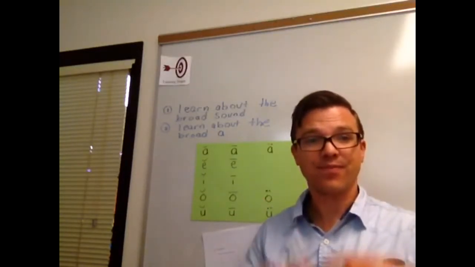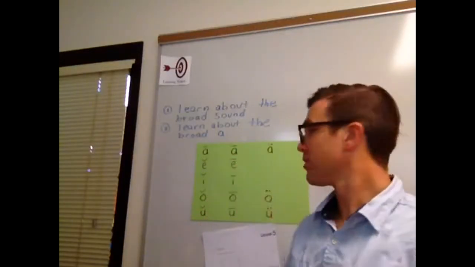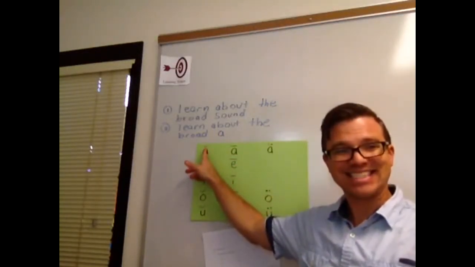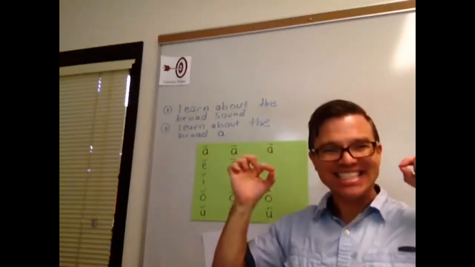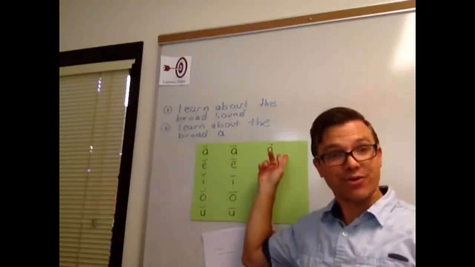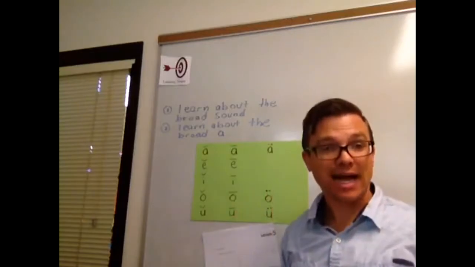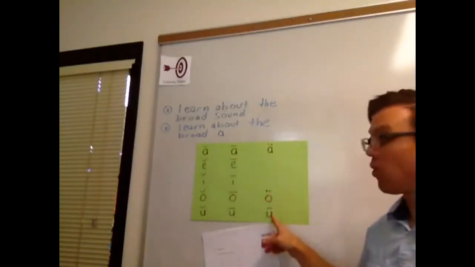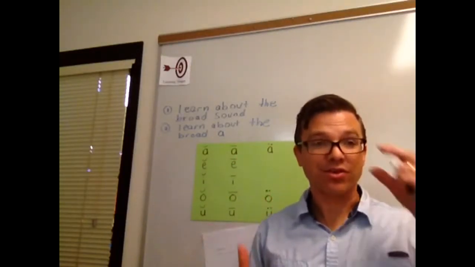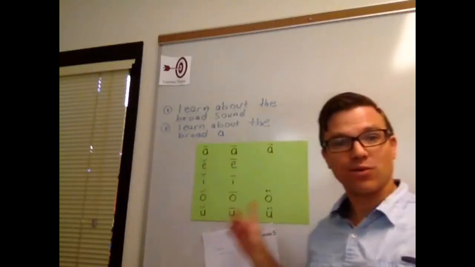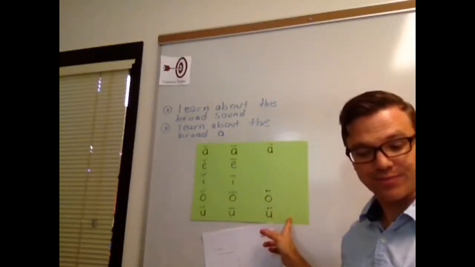Does this make sense? Thumbs up if you understand. Short sound, smiley. Long sound, line. Broad sound, or third sound, is the two little dots. Now notice, only three of our vowels have a third or broad sound that we're going to even mark.